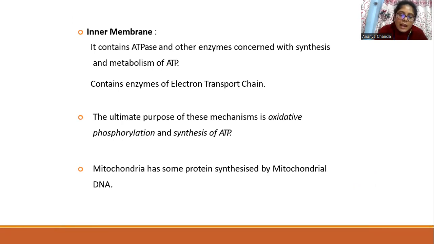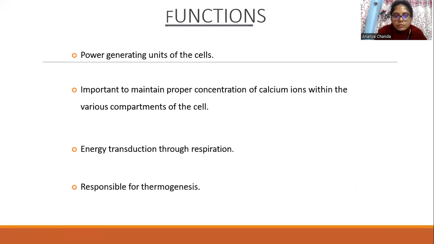So this inner membrane, as I have told you earlier, contains the ATPase enzyme and other enzymes which help in the synthesis and metabolism of ATP. The ultimate purpose of this mechanism is oxidative phosphorylation and synthesis of ATP. Mitochondria has some proteins synthesized by the mitochondrial DNA.